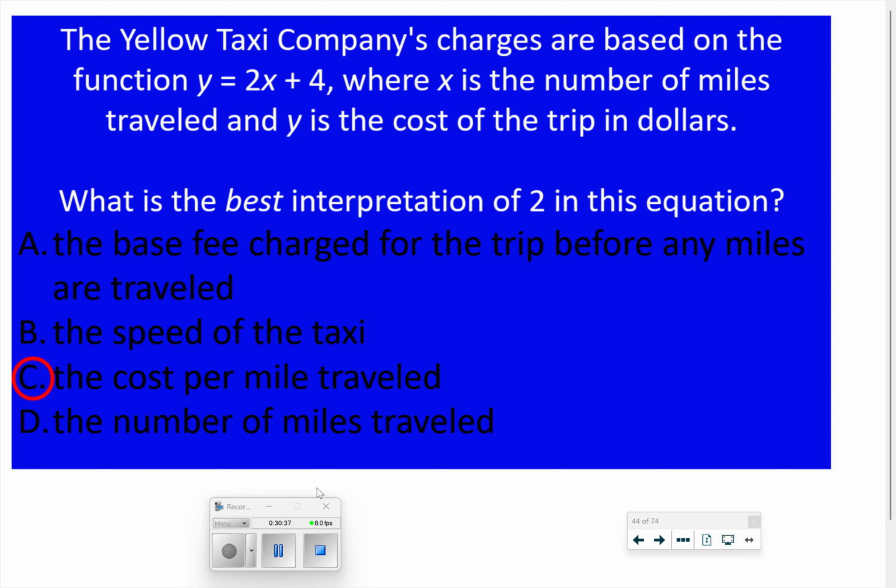Okay, the cost per mile traveled. So we've got y equals mx plus b. One way to think about this is m is what you move and b is what you begin with. So 4 is the flat fee and 2 is every whatever it is. So in this case, it's miles. So 2 times every mile traveled. So 2 is the cost per mile traveled.